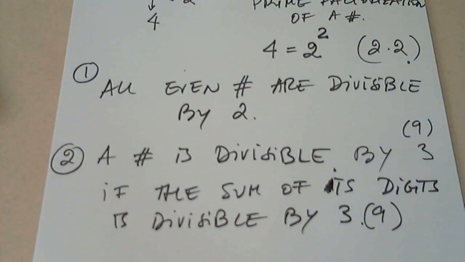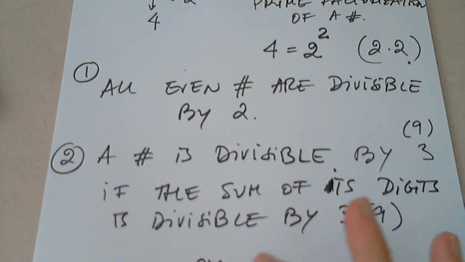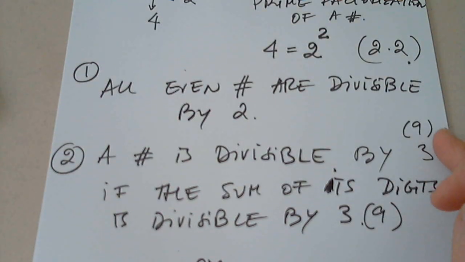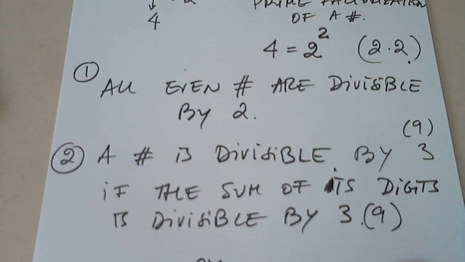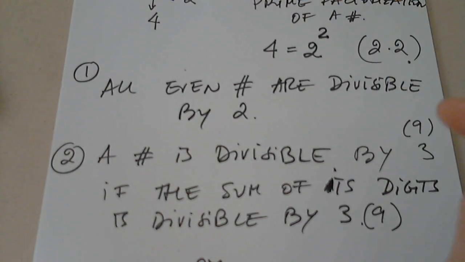If I have a number, so let's say 27, and I want to see if it's divisible by 3 or divisible by 9, what do I have to do? Add the 2 digits. 2 plus 7 is 9. Is 9 divisible by 9? Yes. So the number is divisible by 9. Is 9 divisible by 3? Yes. So then the number is divisible by 3.